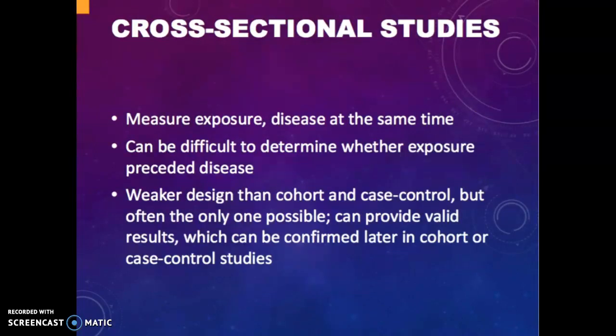Cross-sectional studies are also sometimes called prevalence studies. In these studies, exposure and disease are measured at the same time. Since temporality can usually not be inferred, this is considered a weaker study design than cohort and case control studies. However, cross-sectional studies are often the only possible study design for surveys, including large national surveys with many observations. These studies often suggest that further research using stronger and more expensive study design is warranted.